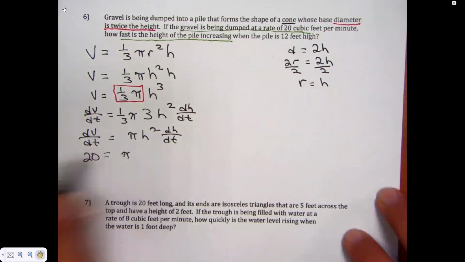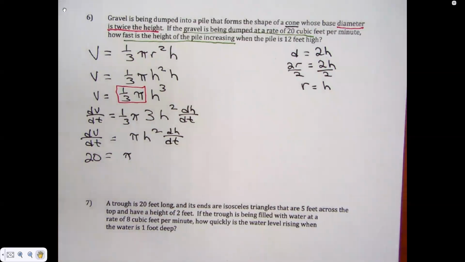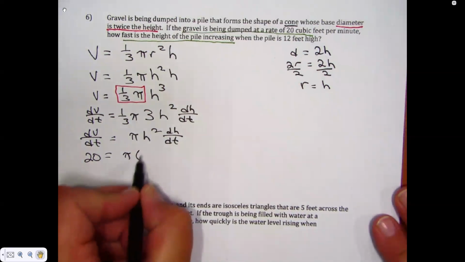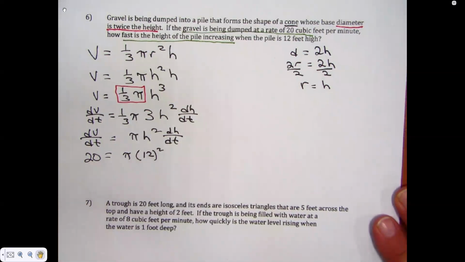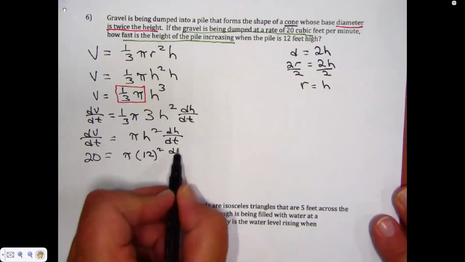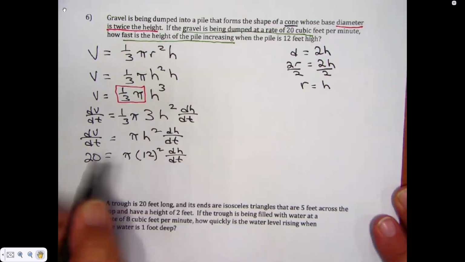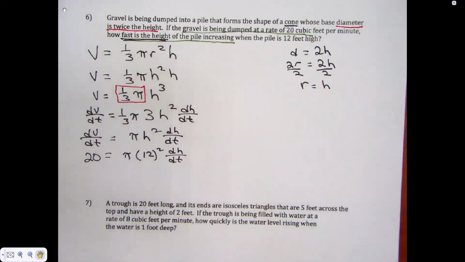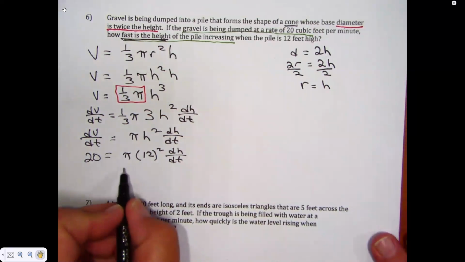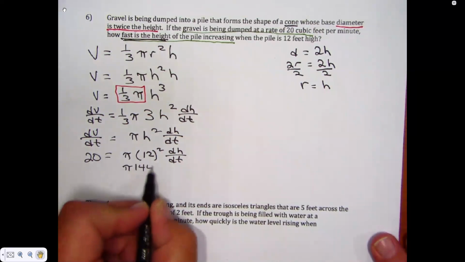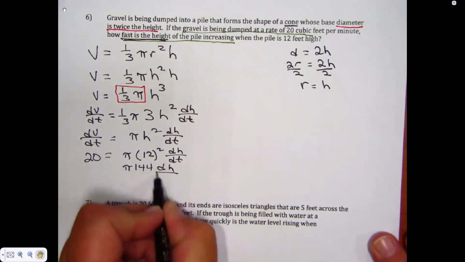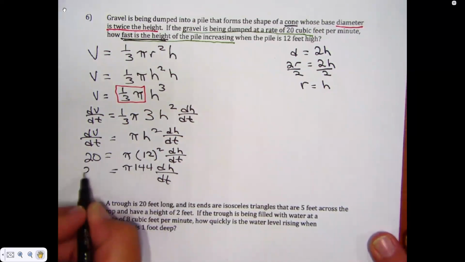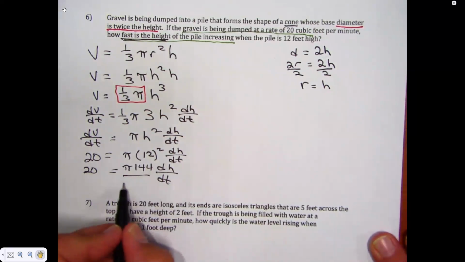Do we have something about the height? We said at the moment in time, the height was 12, so just make sure we square that. And then hopefully we're finding something about a rate of the height, which I think we already talked about. How fast is the height? So that's the rate of it. All right, that's 144 dh/dt. So divide both sides by 144 pi.